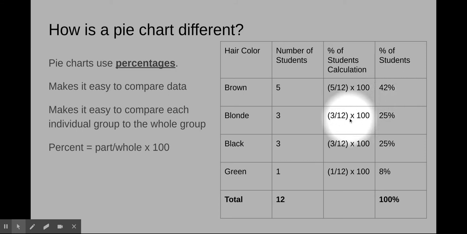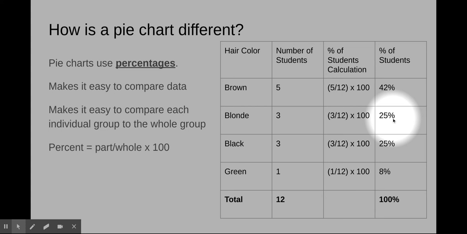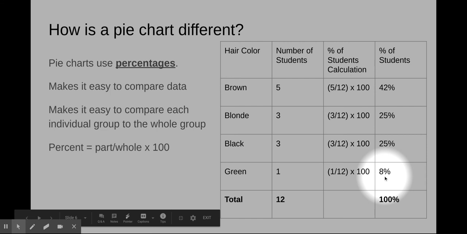If I'm doing the number of students with blonde hair, I take the 3 students divided by the 12 total, and then multiply it by 100 for a total of 25%. Notice that the students with black hair have the same number in each group, so both of them have 3 students, so they're going to have the same percentages. So then the number of students with green hair, that's 1 out of 12, so 1 divided by 12 and then multiplied by 100 gets us to 8%.